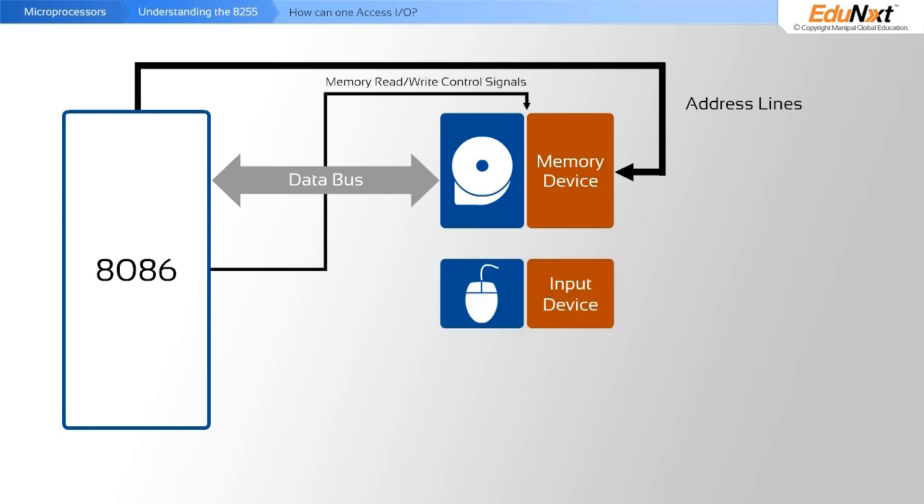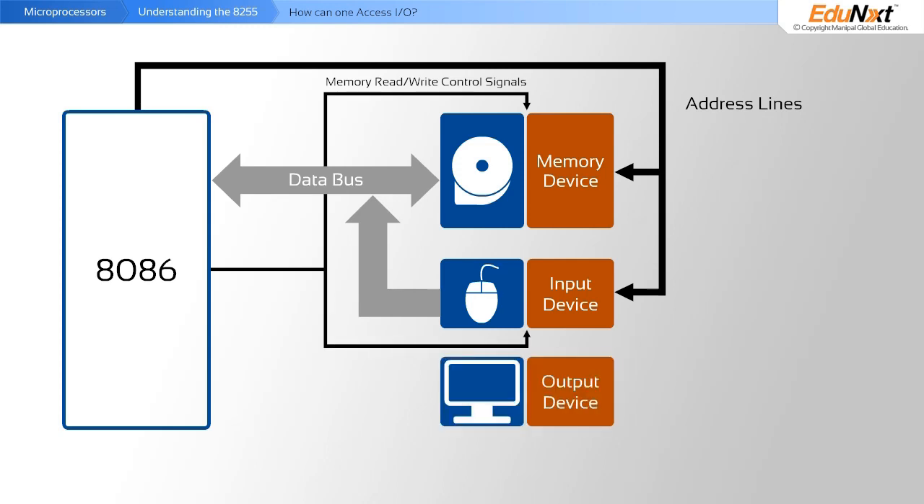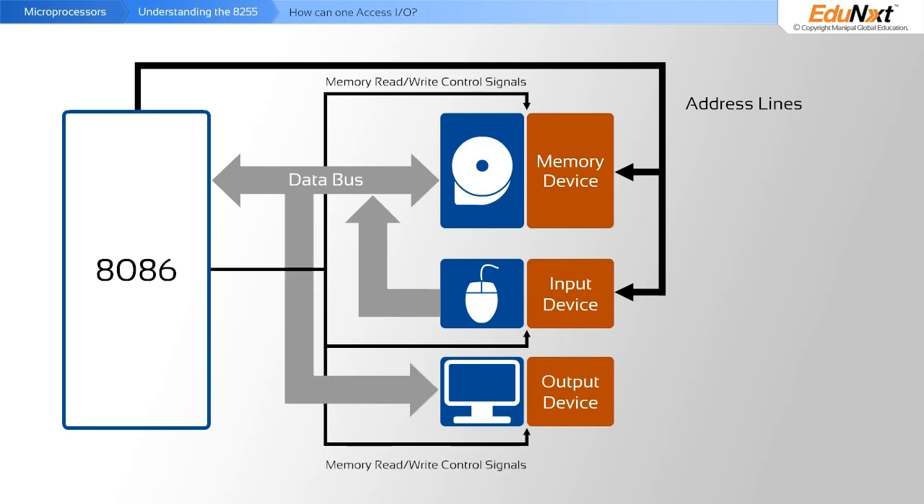Similarly, you could have an input device, and the input device would have a data bus that goes into the processor. It will for sure have address lines because you need to address that input device, something like a keyboard. And of course, the input device needs control signals. Similarly, you could have an output device, and the output device gets data from the processor. So it's the other way around. The input device gives data into the processor. The output device gets data from the processor. It also has control lines, and it has address lines.